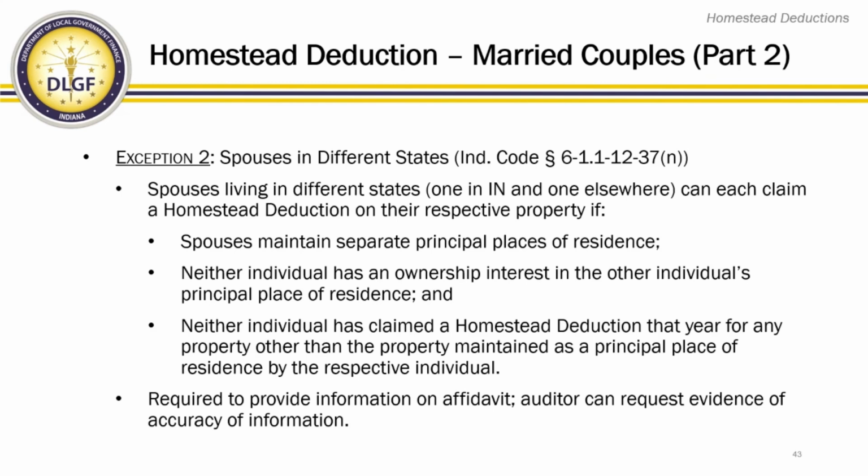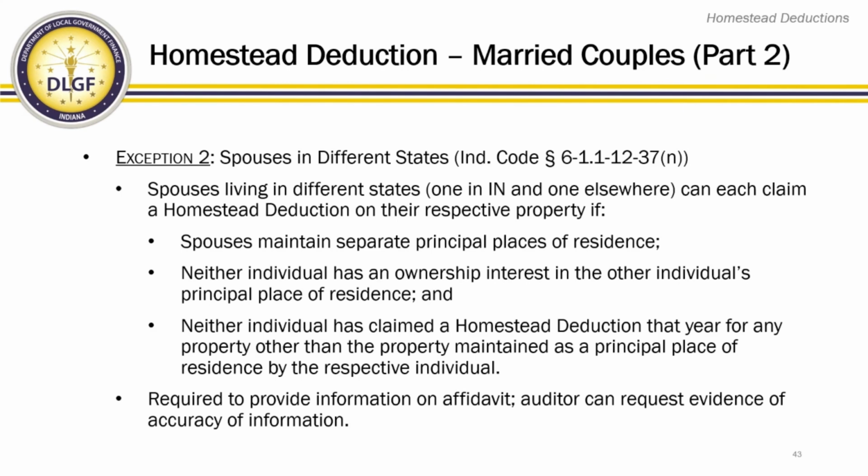And that qualification is that they have to maintain a separate principal place of residence. Neither individual has ownership interest in the other person's principal place of residence, and neither individual has claimed a homestead deduction that year for any property other than the one that is being maintained as their principal place of residence.